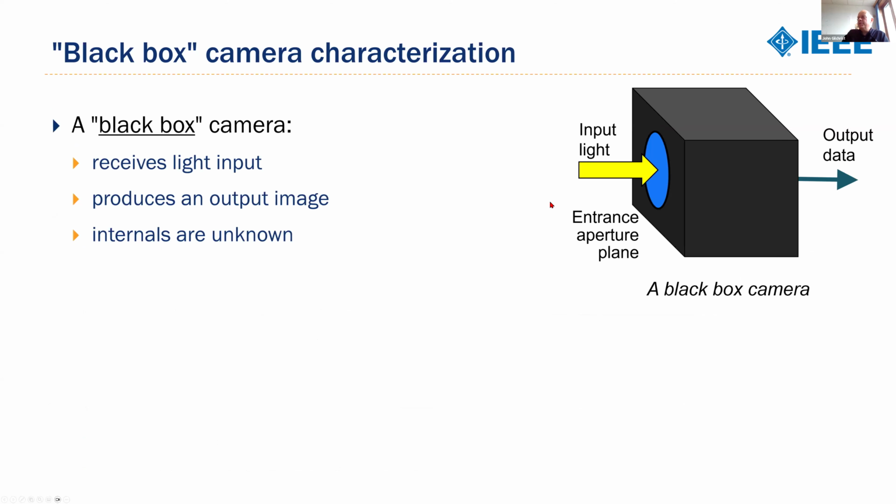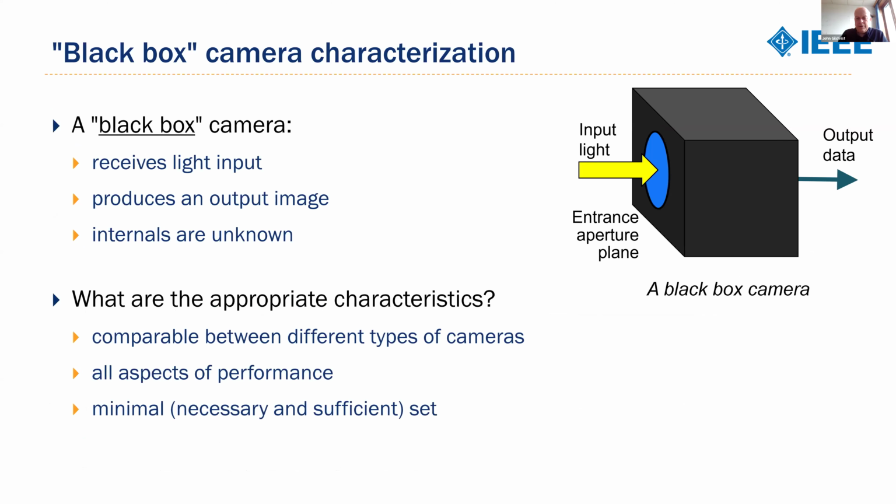So how about this black box camera? It receives light, it outputs data, and we don't know anything about the internals. And so what are the characteristics for a black box camera? What is a minimal, so necessary and sufficient set of characteristics for that, so that we can cover, as far as possible, all aspects of performance, and also to make that comparable between different camera types?